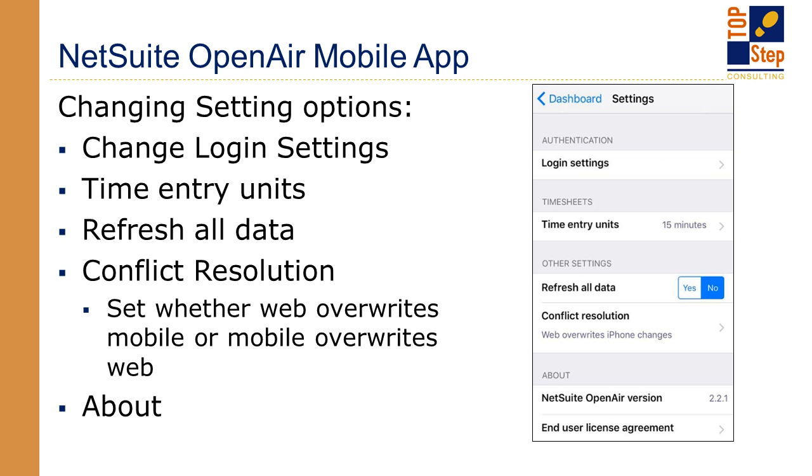So changing the settings. If you click on the settings, a couple of things, obviously the login settings are critical, at least at the first set. Going in and setting up your OpenAir login credentials so you can access the OpenAir account. Determining what time entry units. I think the default is 15 minutes. It should match whatever the default is inside of your OpenAir system if you have one. The refresh all data, again, really important. If you're ready to go ahead and start over, refresh your data between OpenAir and your mobile app.